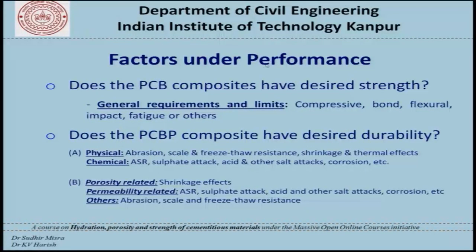Similarly, when you see the second dimension, which is performance, the questions that are generally asked are as follows. Does the Portland cement based composite have the desired strength? Remember, these are not special requirements, these are general requirements, and what are the general limits provided by the standards? And when we say desired strength, it does not necessarily have to be compressive strength. It could be bond strength, flexural strength, impact, fatigue or others.